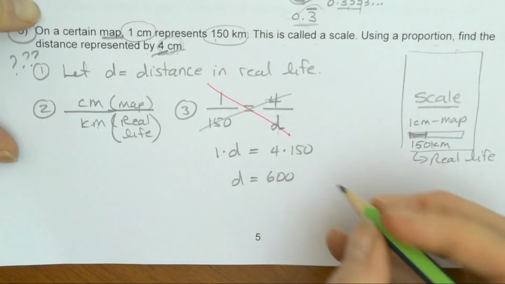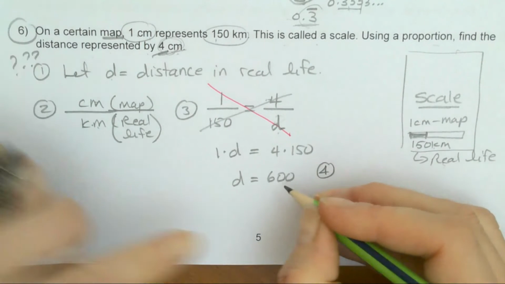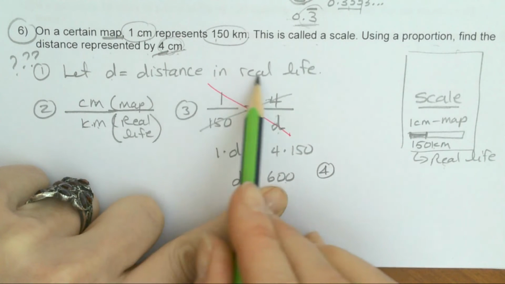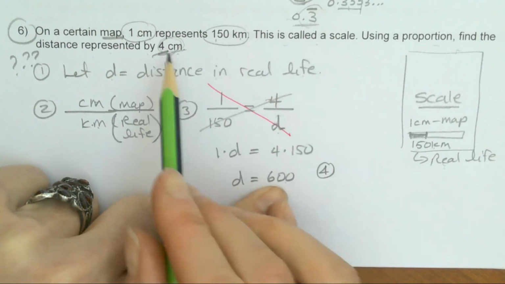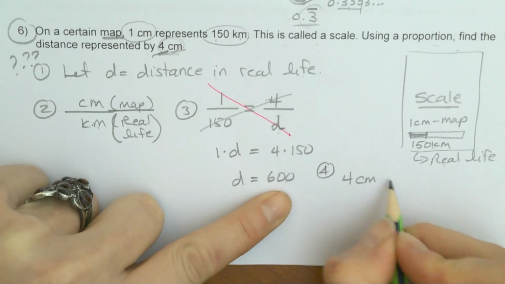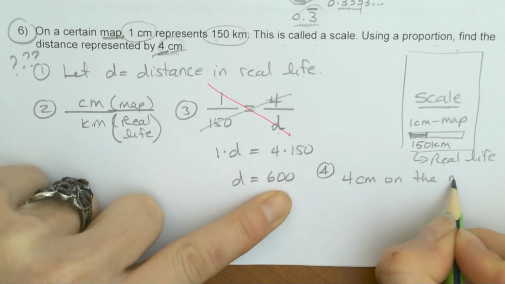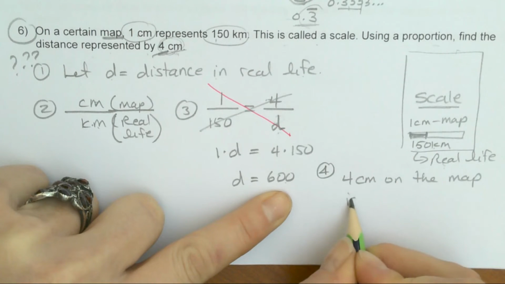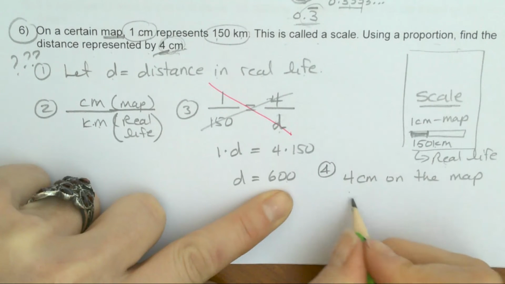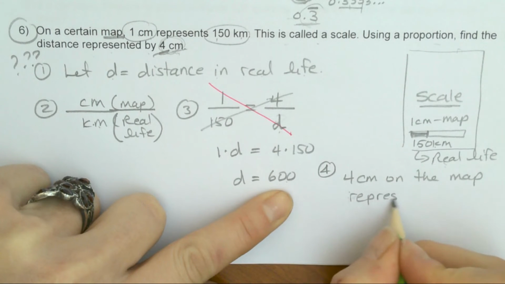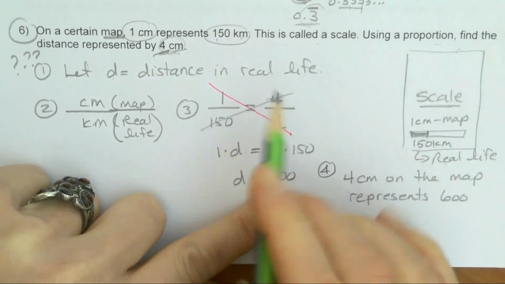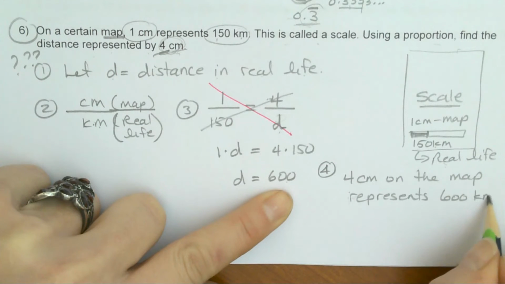So now we have to show that we understand what that 600 means. So 600 is the distance in real life of the 4 centimeters. So we can say something like 4 centimeters on the map. They use the word represented, so let's use represented. Represents 600 what? Kilometers in real life.